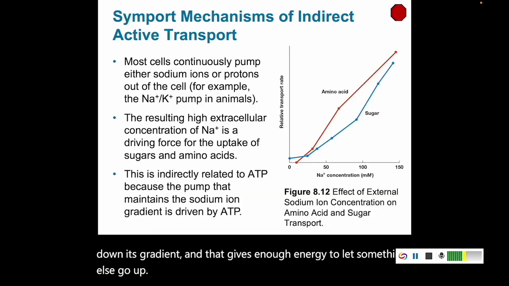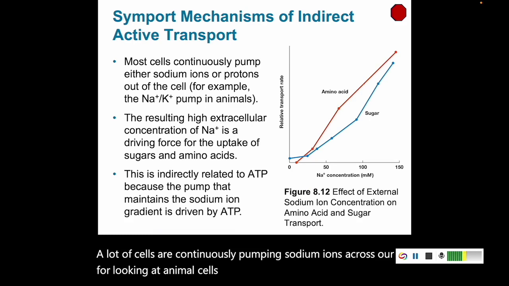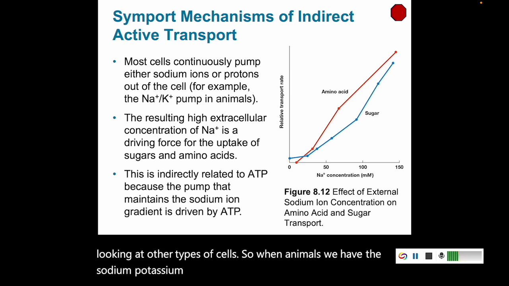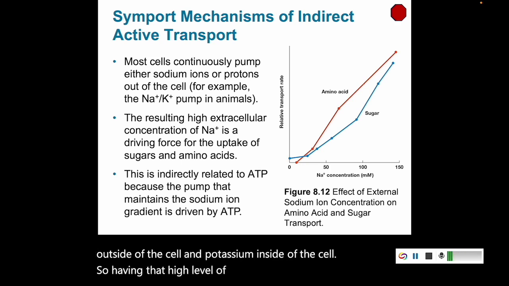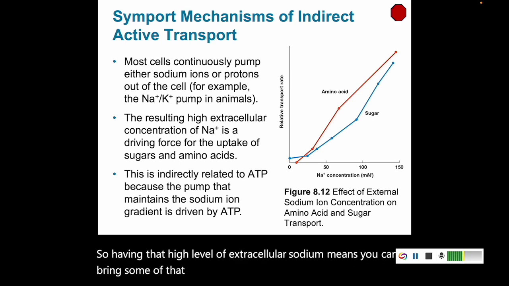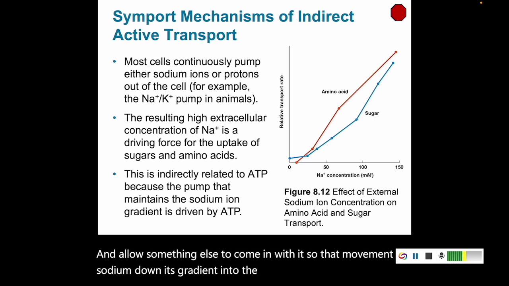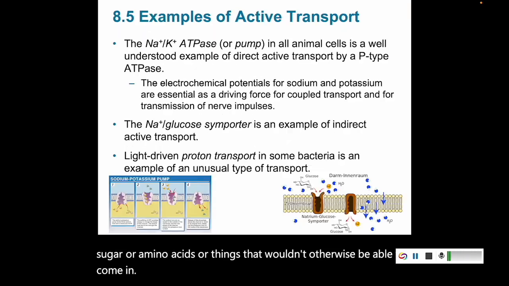A lot of cells are continuously pumping sodium ions across the cell membrane if we're looking at animal cells, or protons across the cell if we're looking at other types of cells. So in animals, we have the sodium-potassium pump that keeps a concentration of sodium outside of the cell and potassium inside of the cell. So having that high level of extracellular sodium means you can bring some of that sodium back into the cell and allow something else to come in with it. So that movement of sodium down its gradient into the cell allows you to also bring in sugar or amino acids or things that wouldn't otherwise be able to come in.